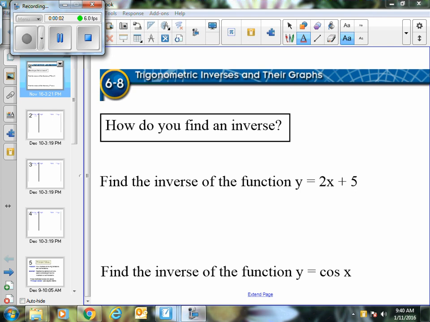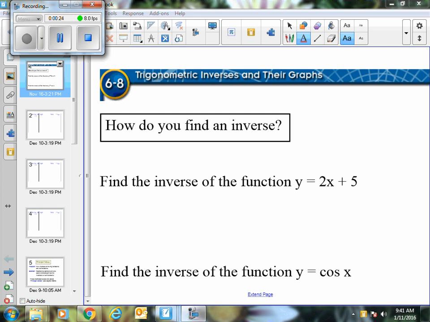All right, everybody, this is section 6.8, which is talking about the trigonometric inverses and their graphs. So we've already talked about all the other trig functions and their graphs. Every one of those trig functions has an inverse. We've used those before when we were solving for angle measurements, especially in the SOHCAHTOA triangle sort of things. But we've definitely had the idea of inverse before.